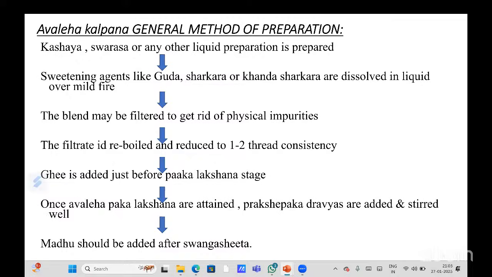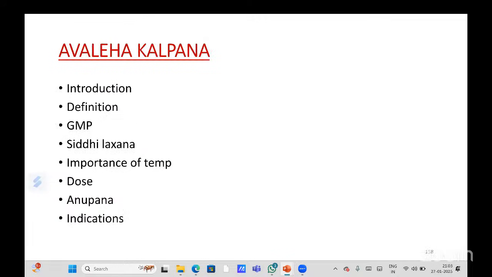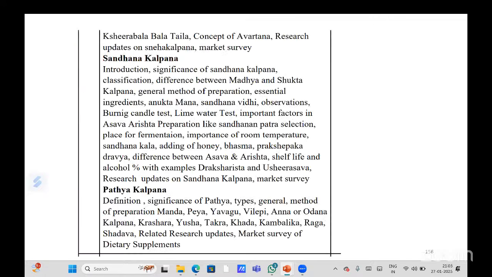Okay. So in a similar way, you go through the Sneha Kalpana, Sandhana Kalpana and Pathya Kalpana. In relation to this Pathya Kalpana, the proportions are very important.